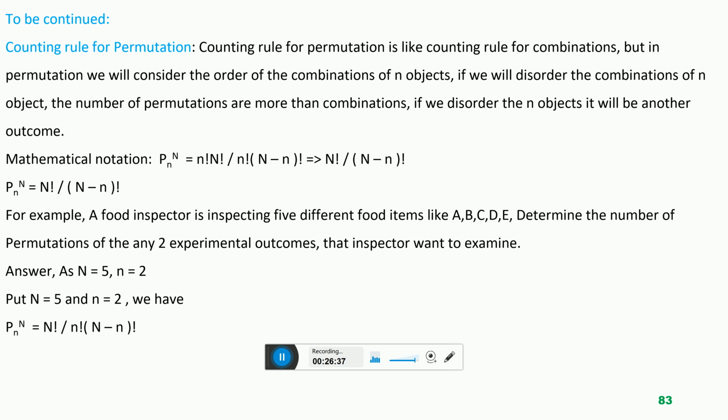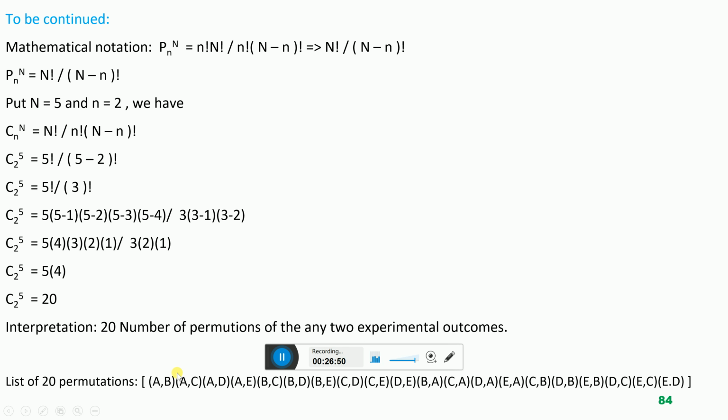Why? Because if we disorder the combinations, they will be considered other experimental outcomes. As we clarify from this example, A, B, A, C, A, D, A, E, B, C, B, D, B, E, C, D, C, E, D, E. These are 10 combinations, but when we disorder them, we disorder A, B to B, A. This is another outcome. We disorder A, C to C, A, and C, A is another outcome. D, A is another outcome. We just disorder A, D to D, A, and now this is another outcome.